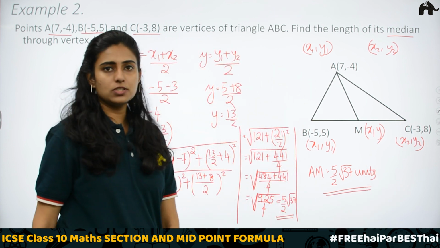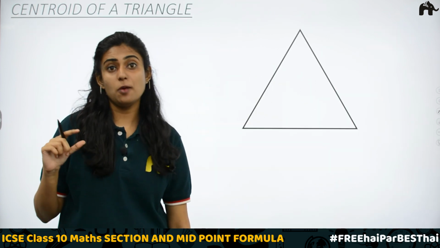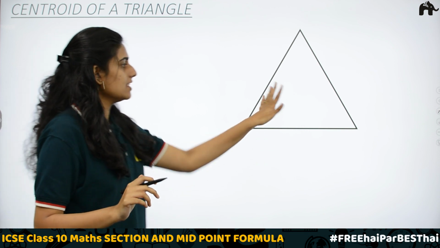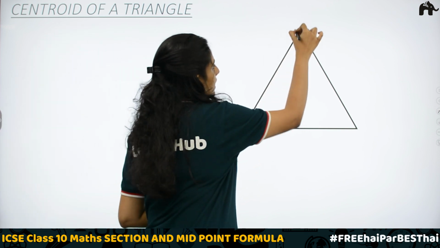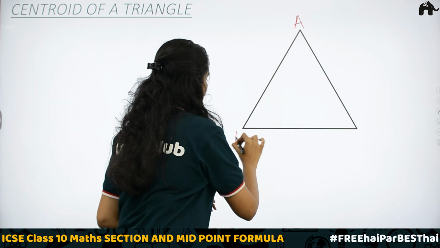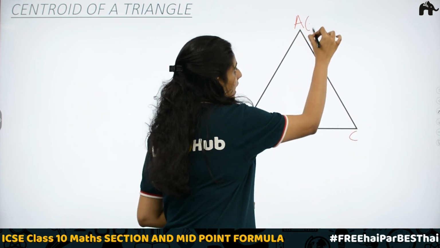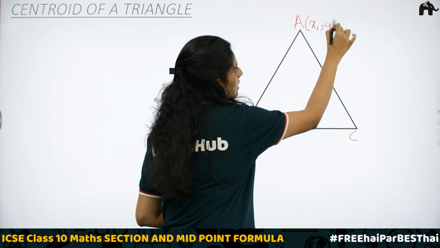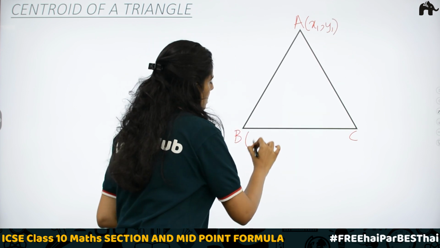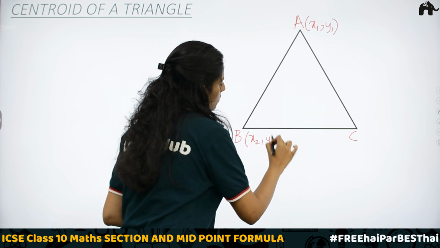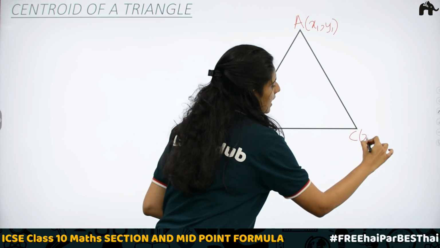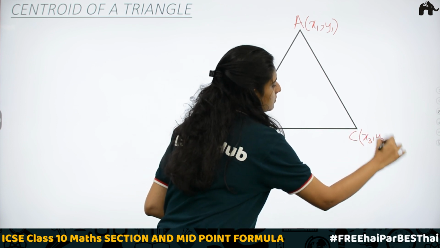5 by 2 root 37 units. Next topic is centroid of a triangle. Consider this triangle. We'll take the vertices of triangle A, B and C. Let the coordinates of A be x1, y1. That of B is x2, y2 and C is x3, y3.